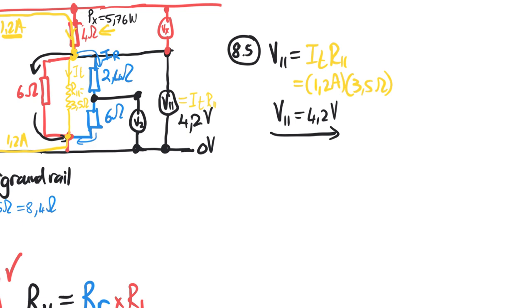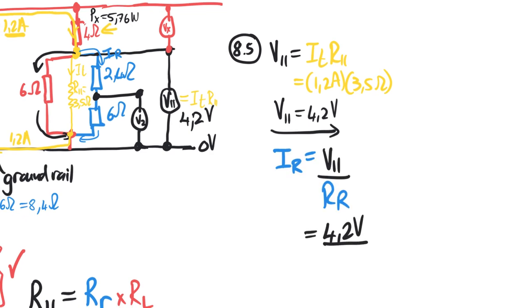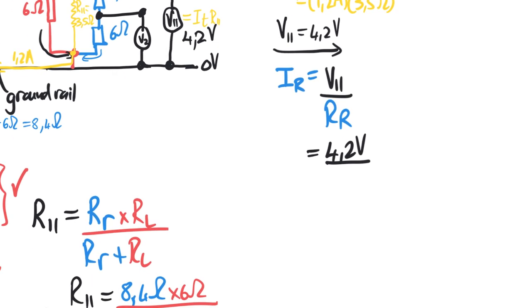So we're going to work that out. 4.2 volts divided by R right, which was 2.4 plus 6, is 8.4 ohms. So I right is going to be 4.2 divided by 8.4, and that gives us 0.5 ampere.